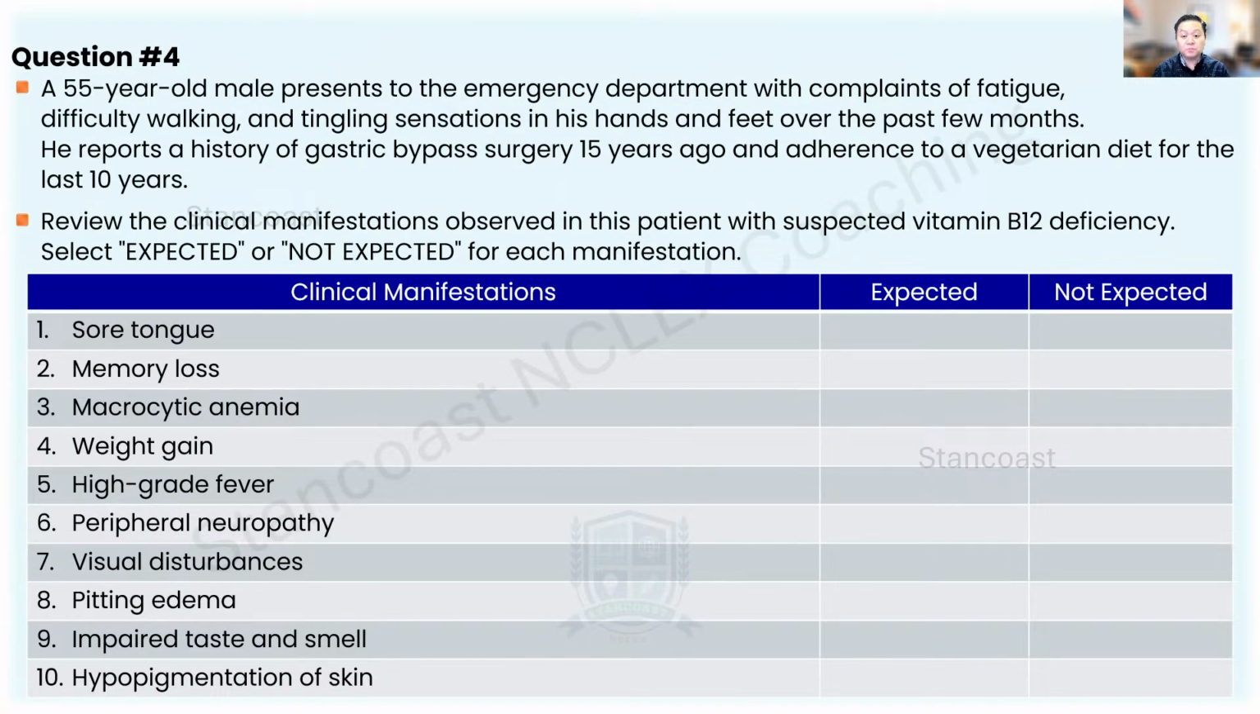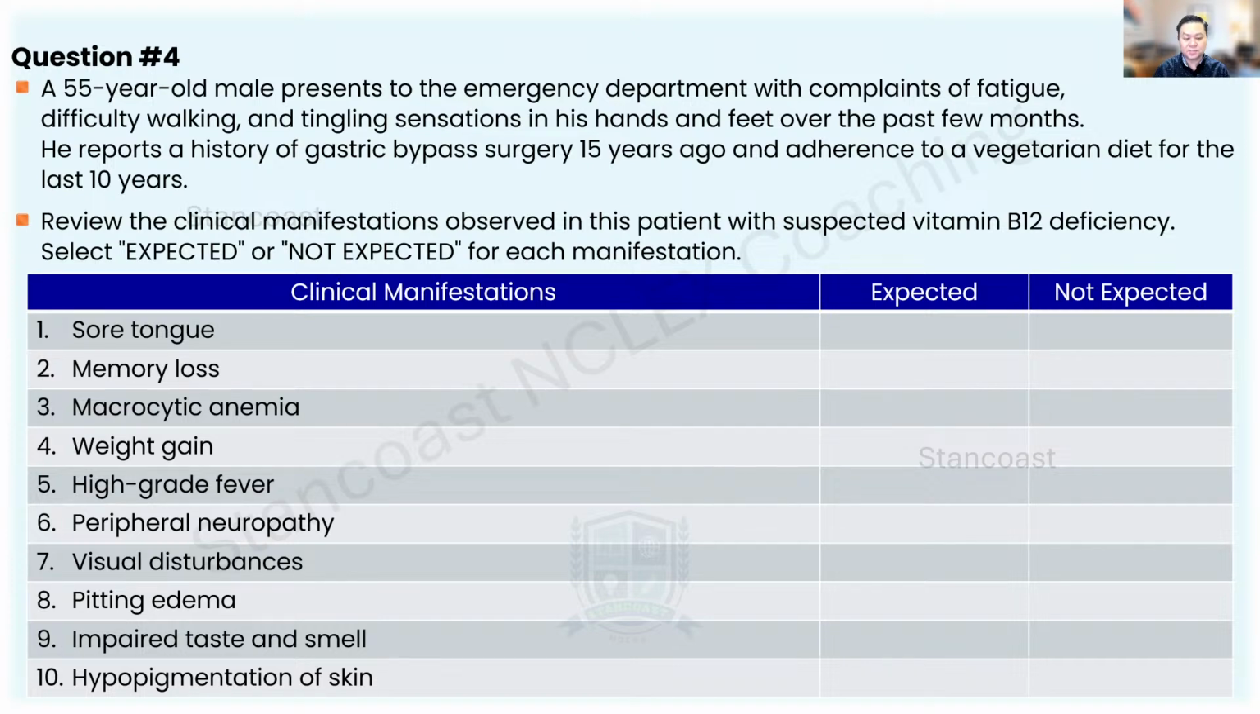A 55-year-old male presents to the ED with complaints of fatigue, difficulty walking, and tingling sensations in his hands and feet over the past few months. He reports a history of gastric bypass surgery 15 years ago and adherence to a vegetarian diet for the last 10 years. Again, the situation states, a 55-year-old male presents to the emergency department with complaints of fatigue, difficulty walking, and tingling sensation in his hands and feet over the past few months. He reports a history of gastric bypass surgery 15 years ago and adherence to a vegetarian diet for the past 10 years.